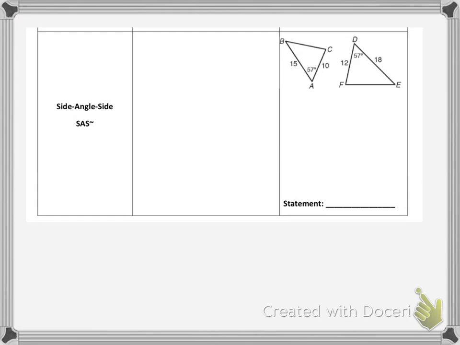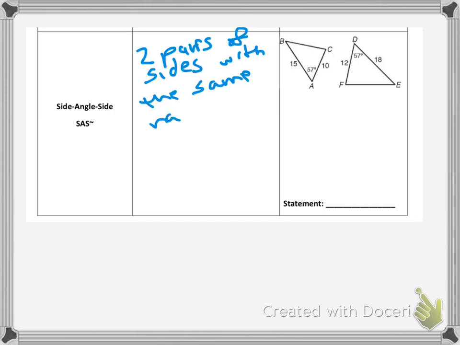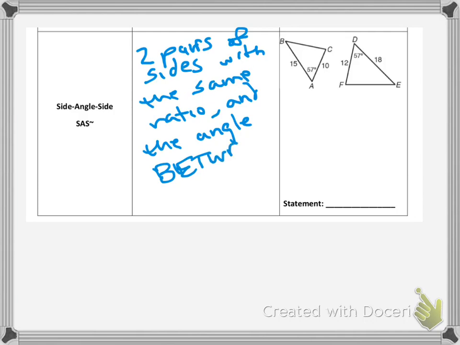Next up, we can say side, angle, side. Again, we're talking about two pairs of sides with the same ratio. And the angles between them must be congruent. Are congruent. Okay, so in this case, let's see.